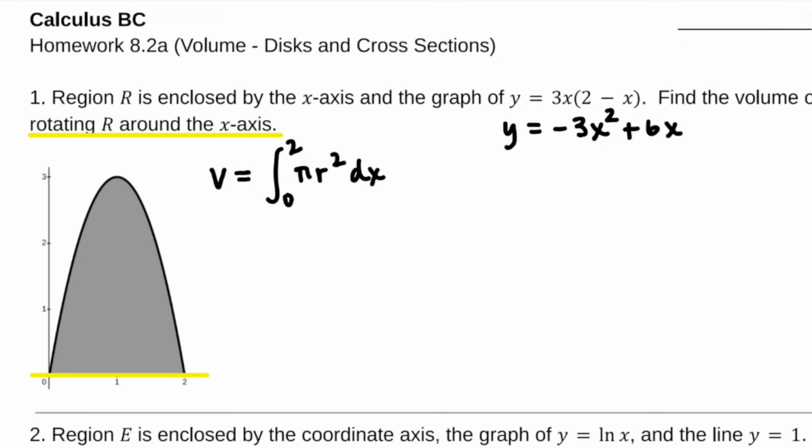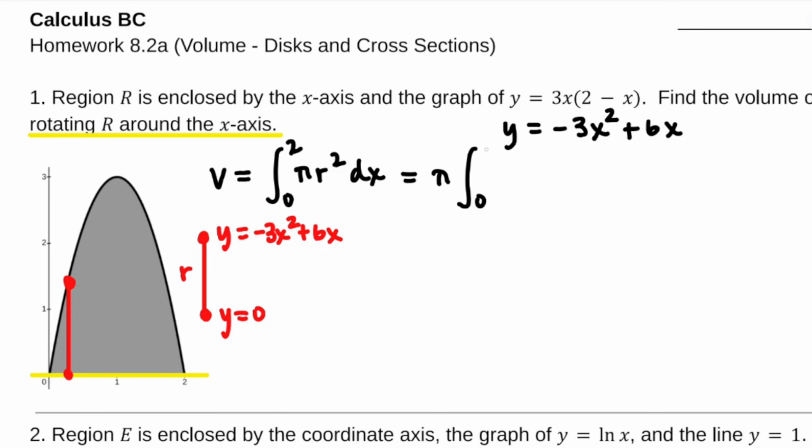Now we're going to need to write down r. If I think about rotating this region around the x-axis, the radius of each disk would reach from the axis of rotation to the far edge of the shaded region. And if I diagram that radius, on top I've got y equals negative 3x squared plus 6x, and on bottom it's y equals 0. So the radius is just negative 3x squared plus 6x. All this to say, I'm going to factor out the pi times the integral from 0 to 2 of negative 3x squared plus 6x, squared.